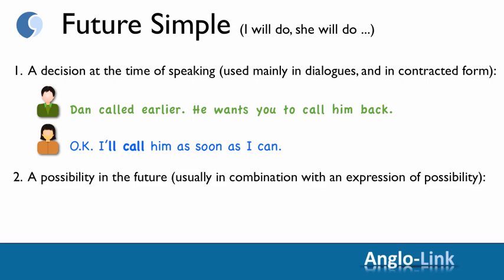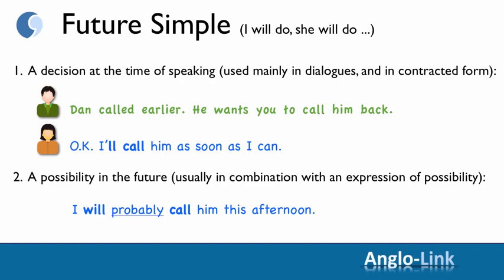The second usage was for a possibility in the future, and usually you need to include an expression of possibility in your sentence. For example, I will probably call him this afternoon.